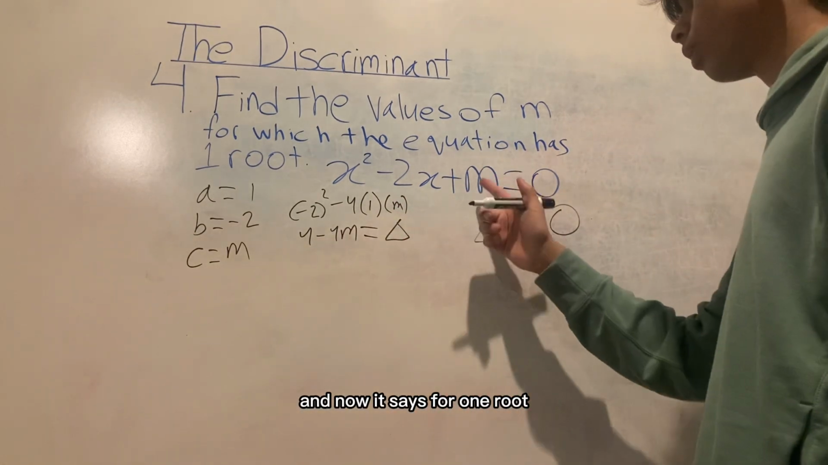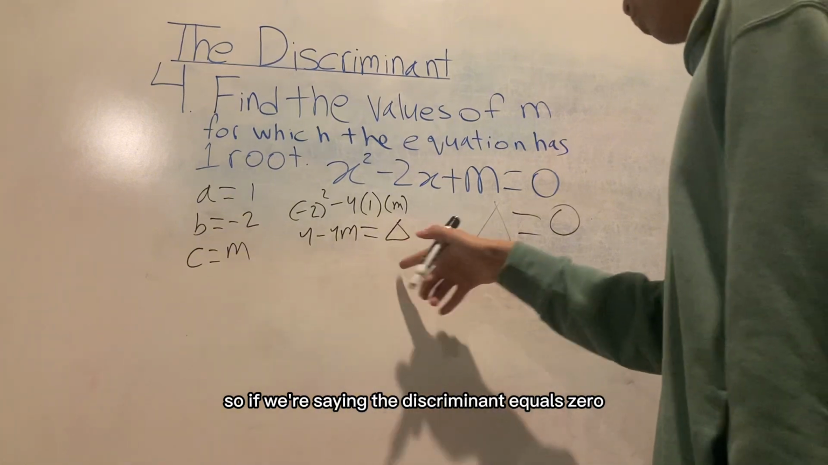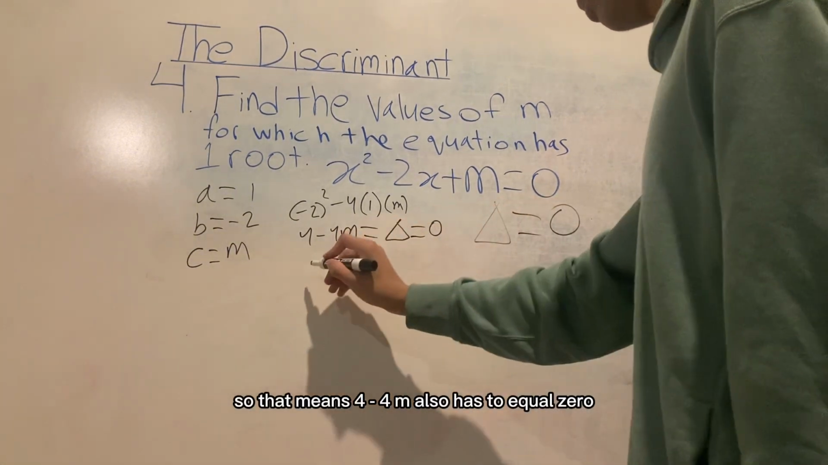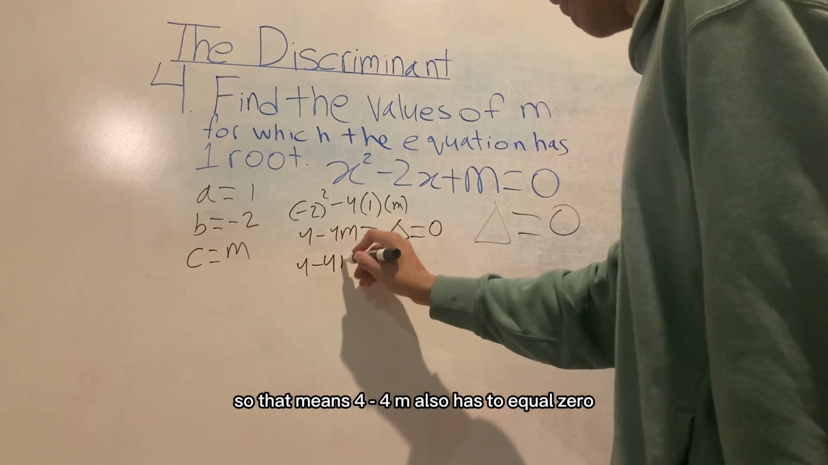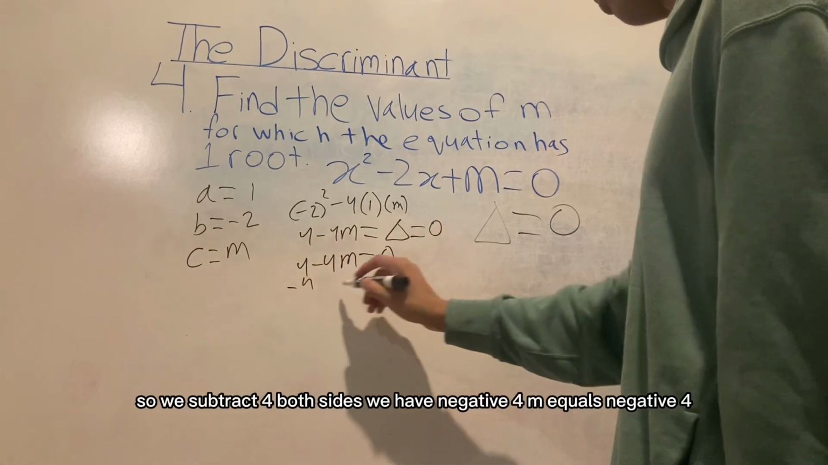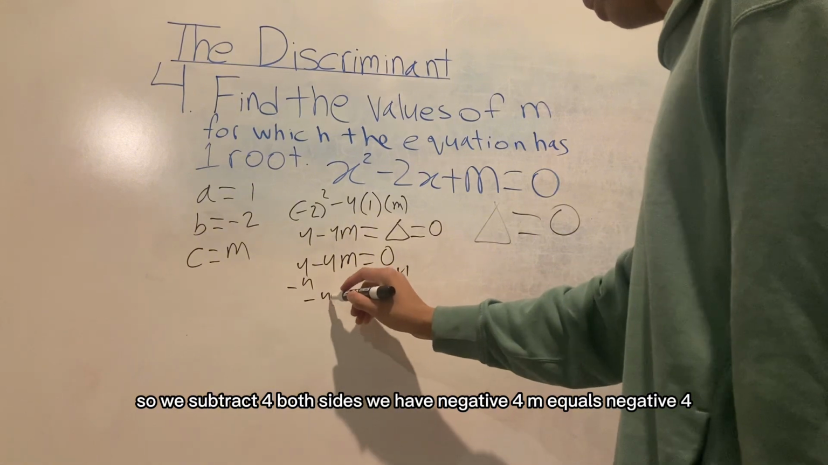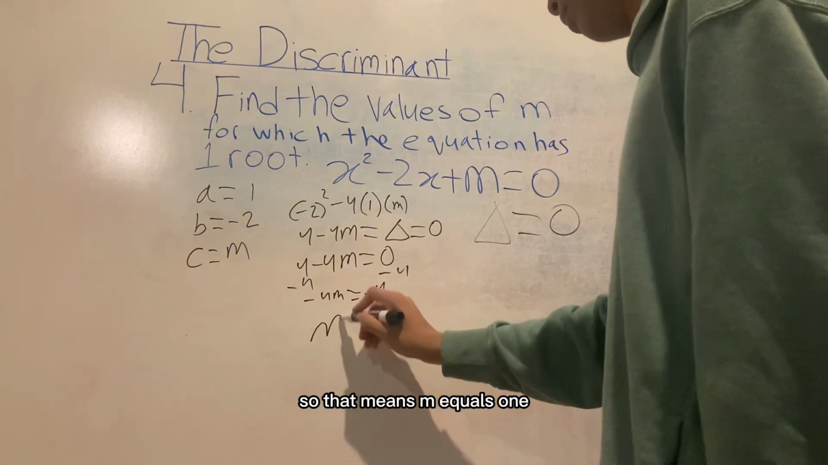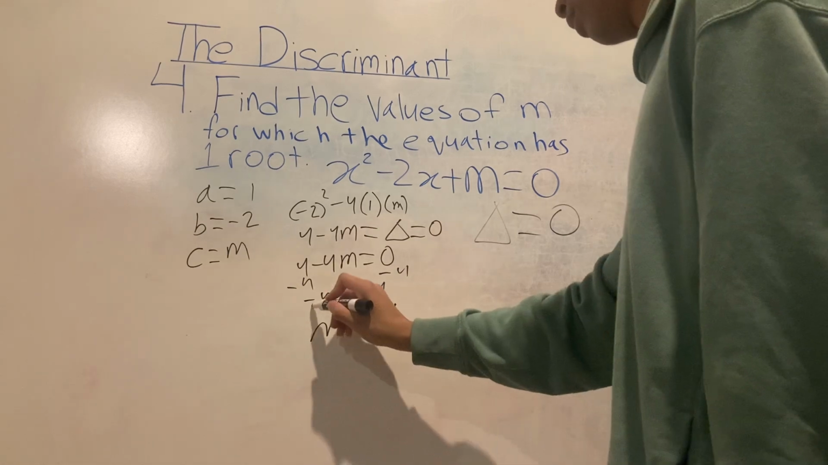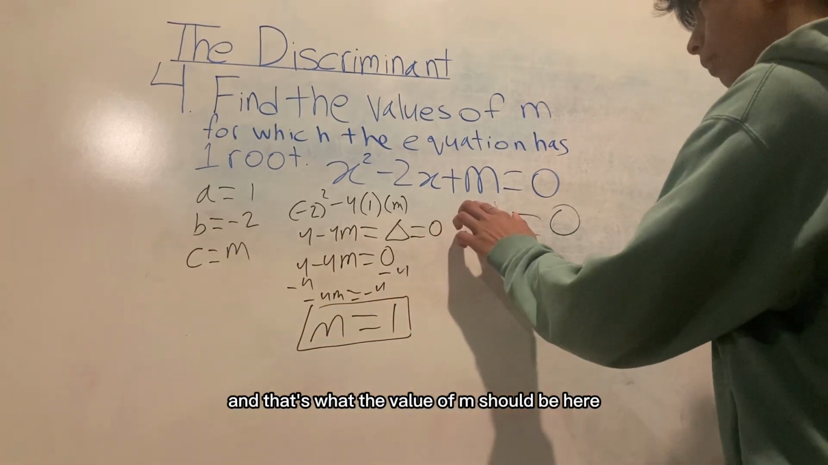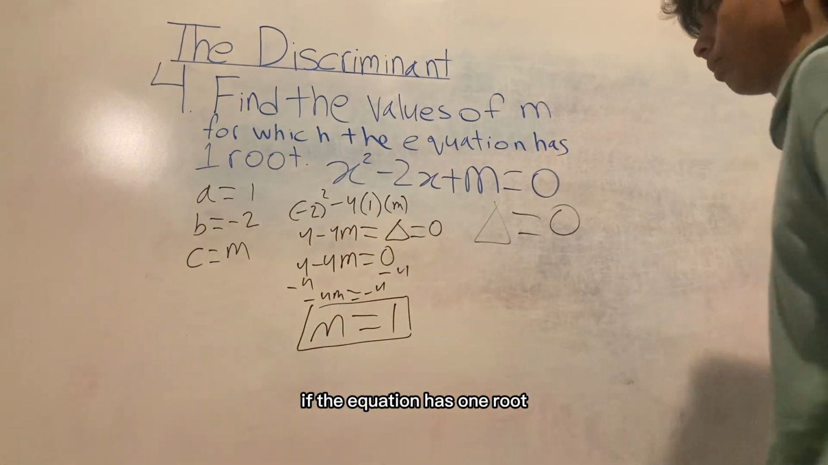Now it says for one root. So if the discriminant equals 0, that means 4 minus 4m also has to equal 0, because that's what the discriminant is. We subtract 4 from both sides, and we have -4m equals -4. So that means m equals 1. And that's the value of m if the equation has one root.